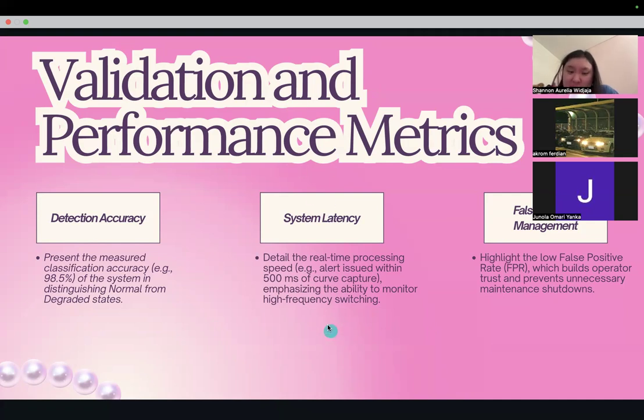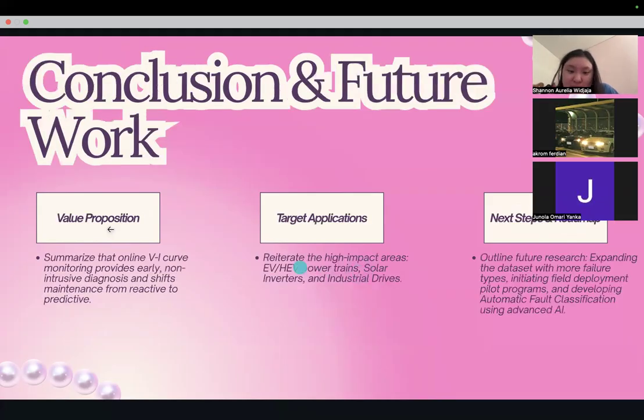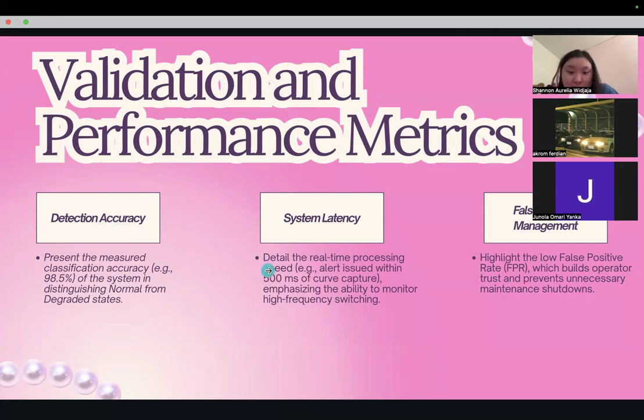For the system latency, it details the real-time processing speed. For example, the alert is issued within 500 milliseconds of curve capture, and this emphasizes the ability to monitor high-frequency switching. And then the false positive management highlights the low false positive rates, which builds operator trust and prevents unnecessary maintenance shutdowns.